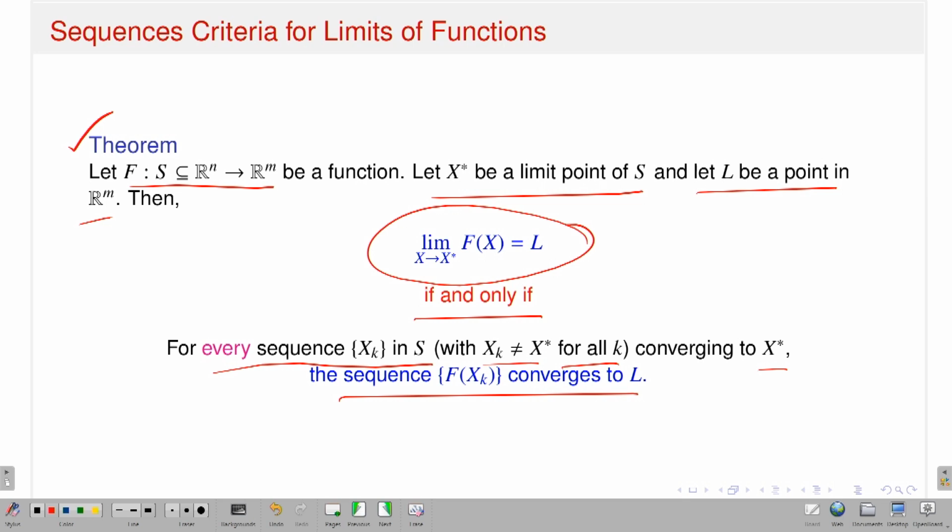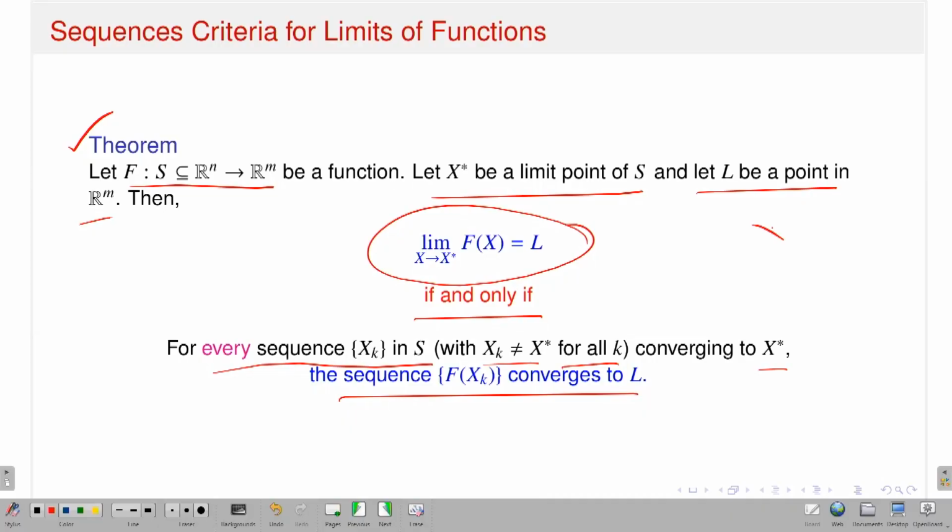If this is true, then I will say the limit exists. This is an equivalent criterion for the existence of a limit. This is sometimes called the sequential criterion for the existence of limits. Again, this is useful to show that a limit does not exist. Suppose I want to show that the limit does not exist at some point x star. What you do is take two different sequences xn and yn, both converging to x star, and consider the sequences capital F of xn and capital F of yn.